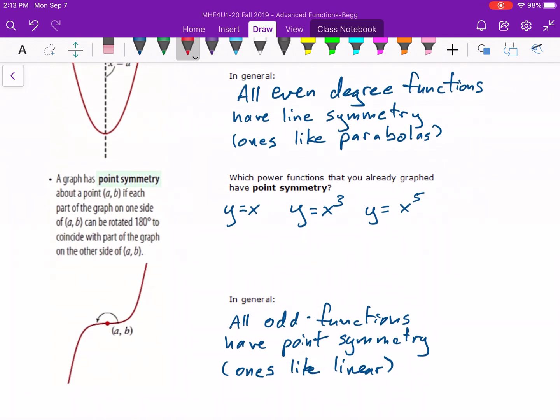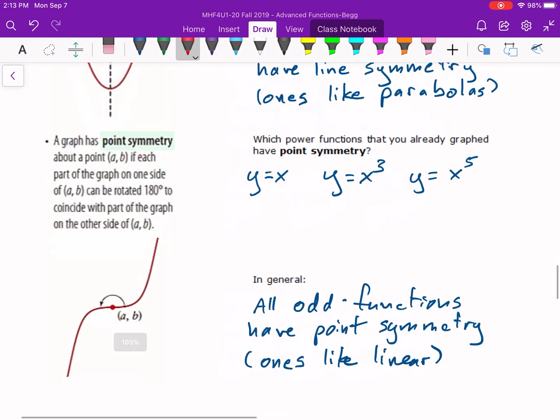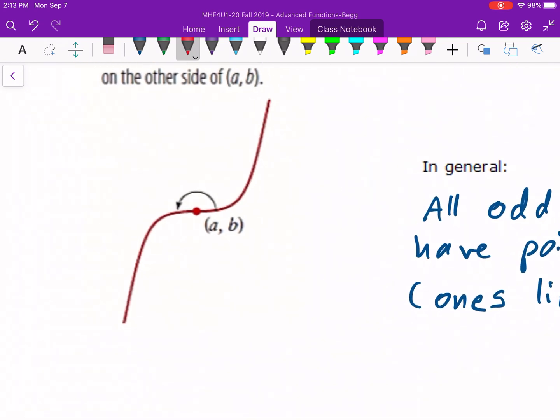Point symmetry might be new to you, and that is if we can rotate it around a central point 180 degrees and have it look exactly the same as we started, that's considered point symmetry. And so here's a picture. Imagine if I stuck a thumbtack in that red dot, the dot right here, and then spun the whole shape around 180 degrees, it would look exactly the same.